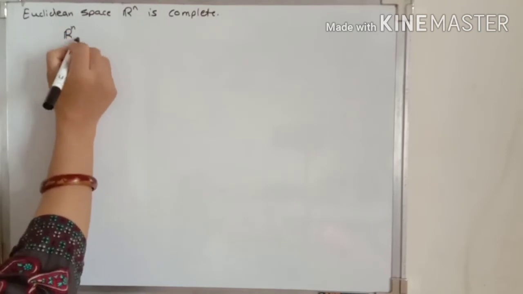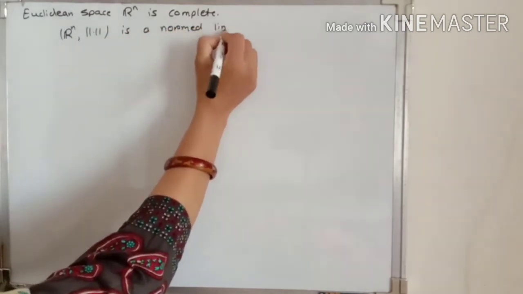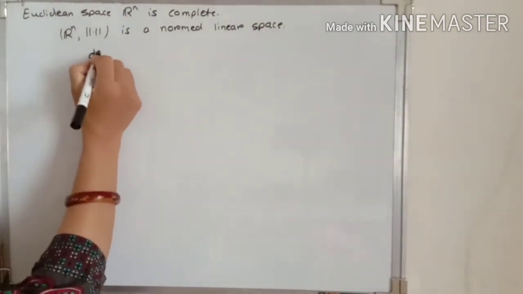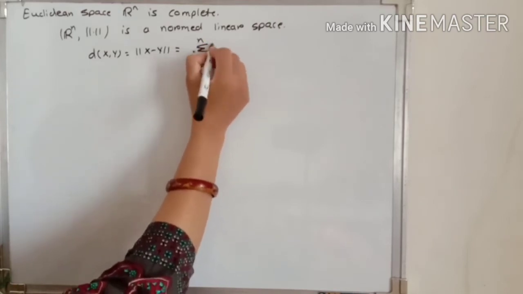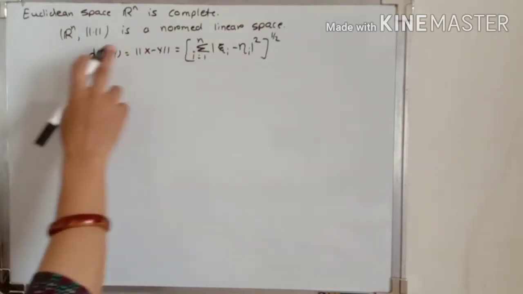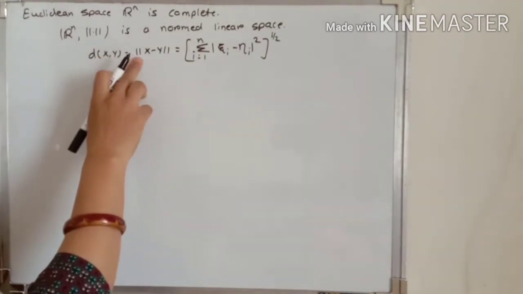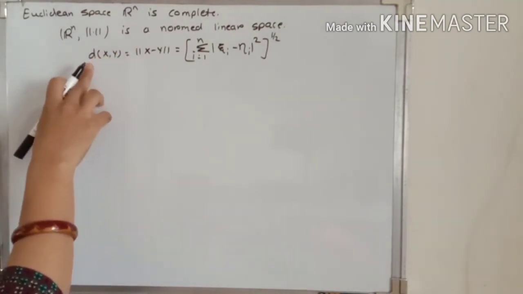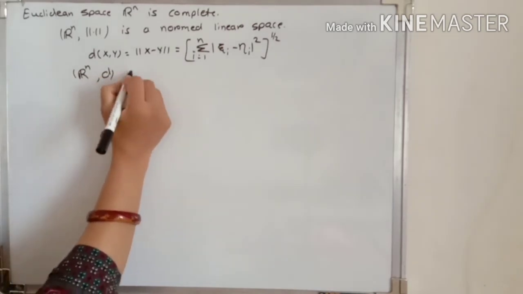As we proved that the Euclidean space Rn with the norm is a normed linear space, with the help of this norm we define a metric on Rn as d(x, y) equals norm of x minus y, that is equal to the summation, i running from 1 to n, of |ξi minus ηi| squared, whole to the power 1 by 2. In this way, we define the metric d(x, y) with the help of the norm. This metric is called the metric induced by the norm, and we showed in the first lecture on the norm that the metric induced by the norm satisfies all the axioms of a metric. So it is a metric induced by the norm, and therefore Rn with this metric becomes a metric space.